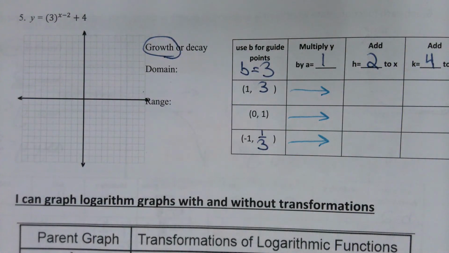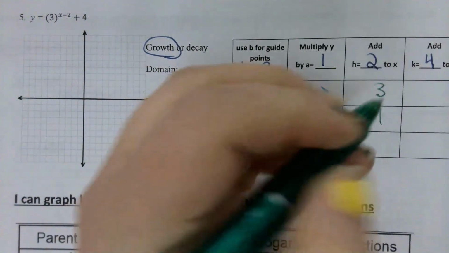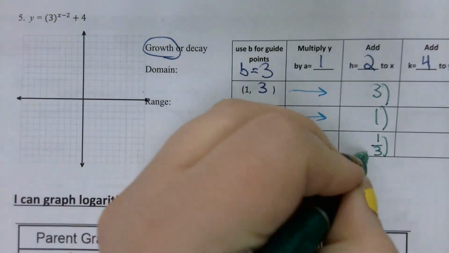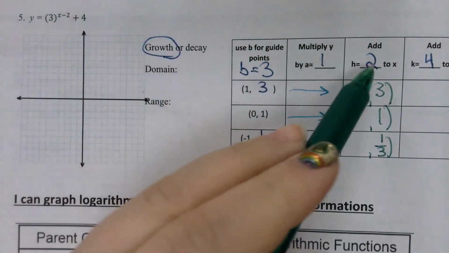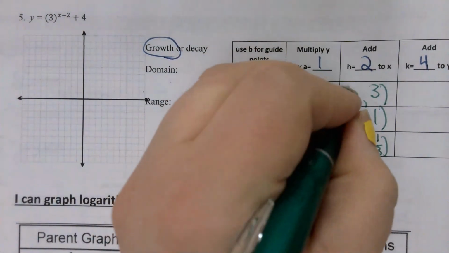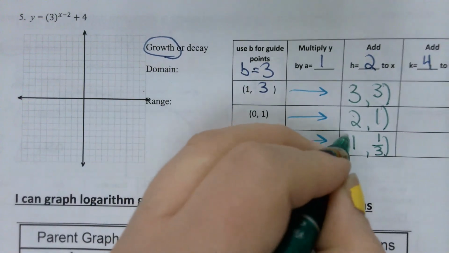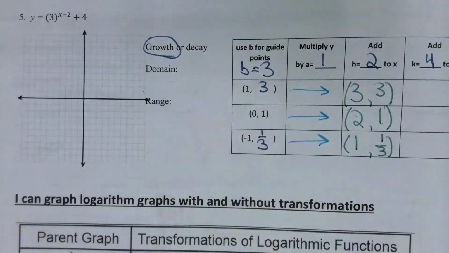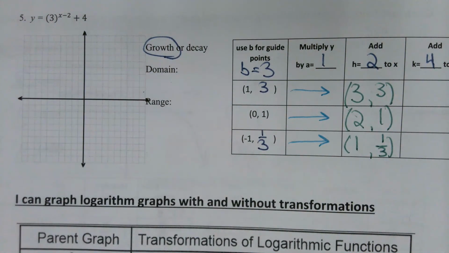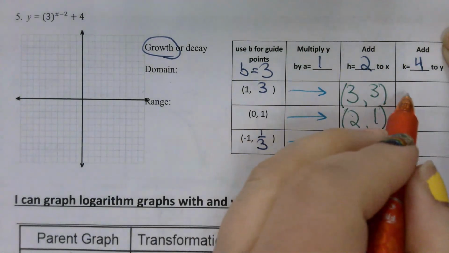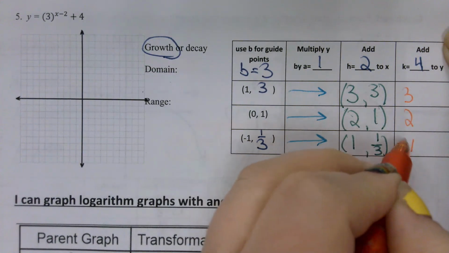And we can add 2 to all of our x values. That means that all of our y values are staying the same. 3, 1, and 1 over 3. So each of our x values will get added 2. So 1 plus 2, 2 plus 0, and 2 plus -1. Then we need to add 4 to all of our y values. That means our x values are going to remain the same. 3, 2, and 1.